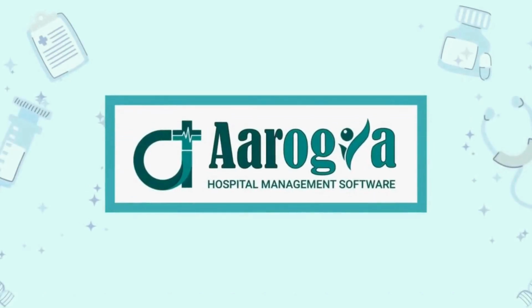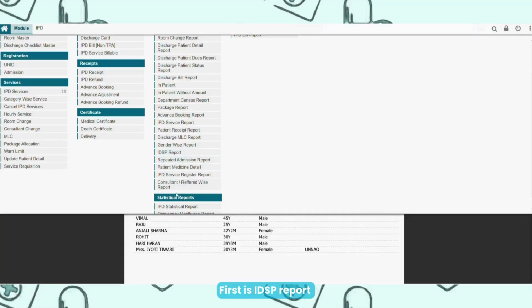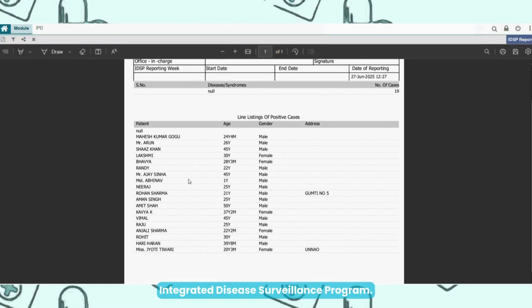Welcome to the world of Aarogya, the all-in-one hospital management solution. You can either download the Aarogya app from the Play Store or App Store, or use the Aarogya portal provided to you with Aarogya HMIS. First is the IDSP Report, that is Integrated Disease Surveillance Program.